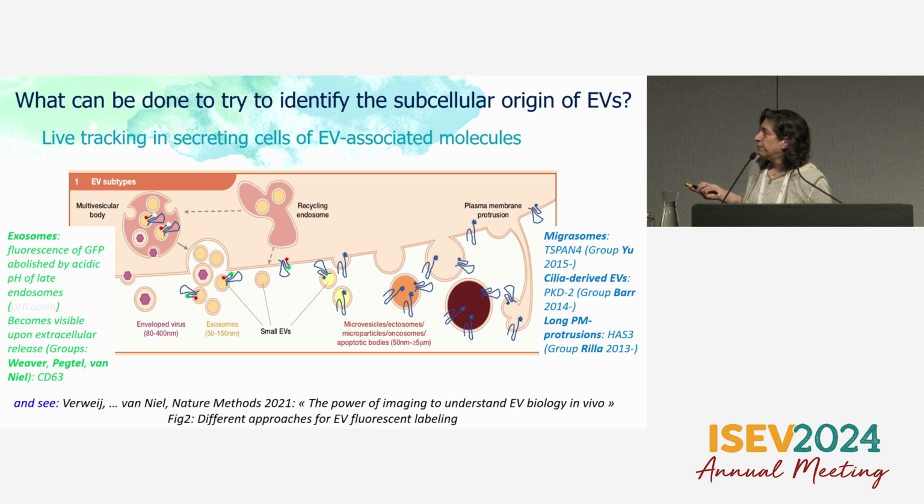And a variant of this, CD63 fused to a GFP that's sensitive to pH, the pHluorin. So the CD63 pHluorin is not fluorescent when it's inside an internal acidic compartment, but it becomes fluorescent when it's released outside where the pH is not acidic anymore. So this trick has been used by these groups to show that there was indeed some multivesicular body fusion with the plasma membrane and release outside of the vesicles bearing CD63.